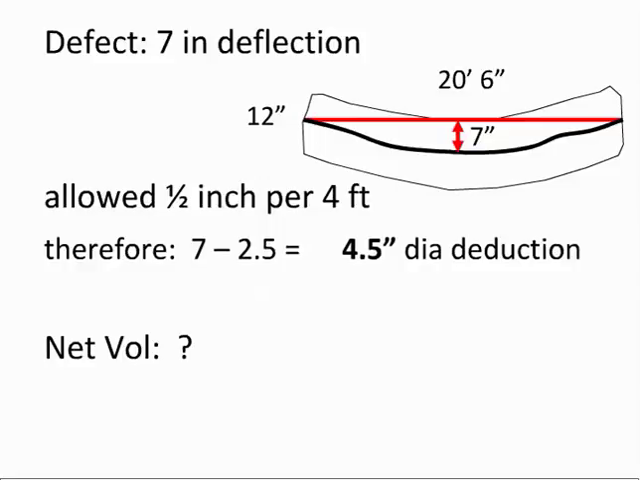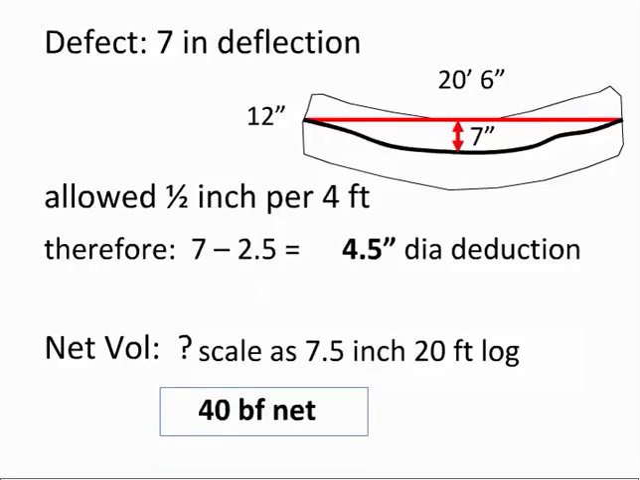So my net volume then would be 7.5 inches, 20 feet, right? So 12-inch scaled end, subtract 4.5 inches, and I end up with 40 board foot net. Okay? 7.5 should scale as a 7-inch 20-footer. 40 board foot. So that's how we handle those. Any questions, make sure you let me know.